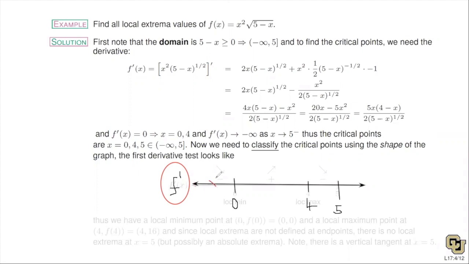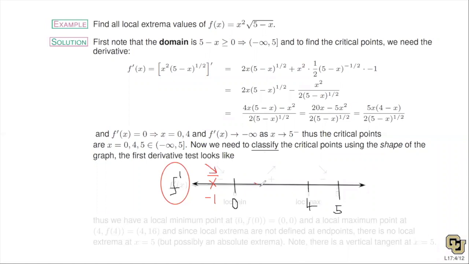Like here, let me pick a number to the left of 0. I guess -1. I want to plug that into the derivative. The denominator is always positive because it's a positive square root. In the numerator, plug in -1 and you get -5, and here you get 4 minus -1. So I get -25 over something positive. So the derivative here is negative, so I know the function is decreasing to the left of 0.